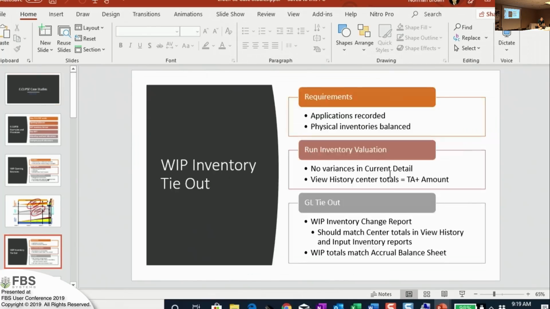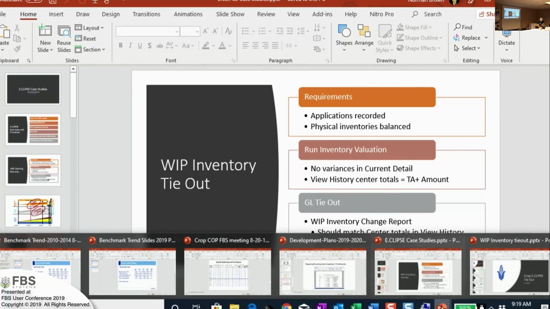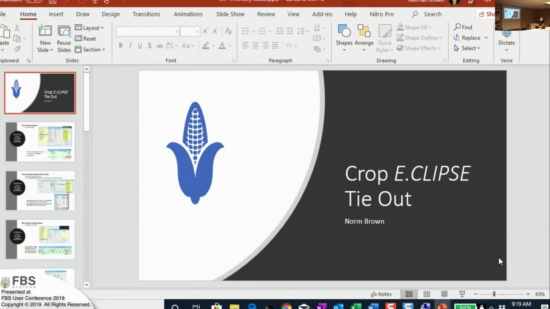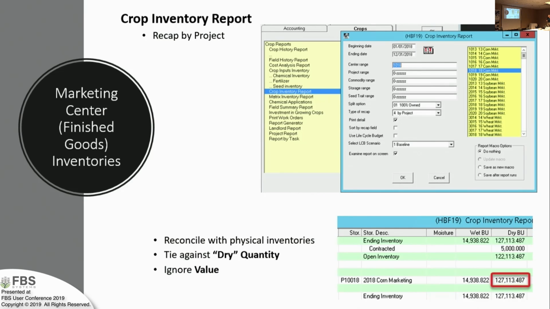So we'll look at these things and show you how that works. And again, remember, we're using a crop example, but this works the same way with the livestock. Okay, so let's walk through the process of tying things out. We're going to use a crop inventory report and a recap by project. The first thing is to make sure my physical inventories are correct and tied out.